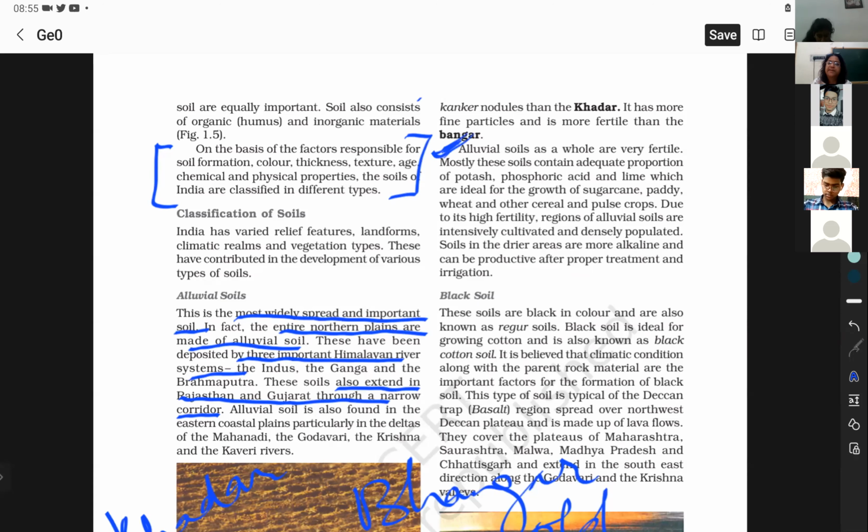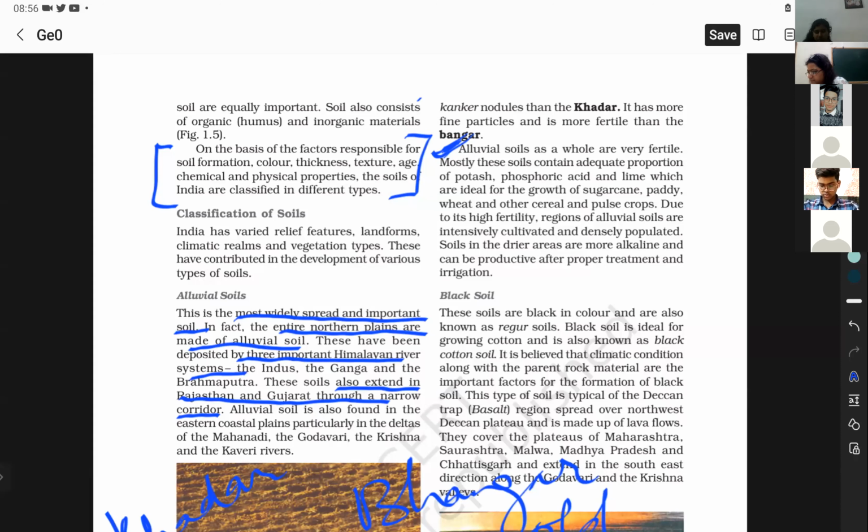Alluvial soils as a whole are very fertile. Mostly these soils contain adequate properties of potash, phosphoric acid and lime, which are ideal for the growth of sugarcane, paddy, wheat and other cereal and pulse crops. Due to this high fertility, regions of alluvial soil are intensively cultivated and densely populated.